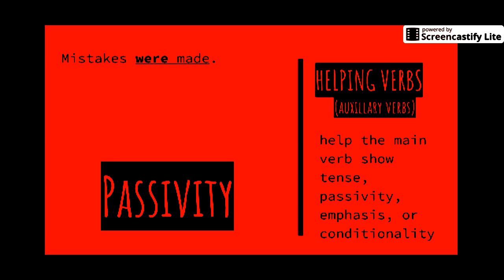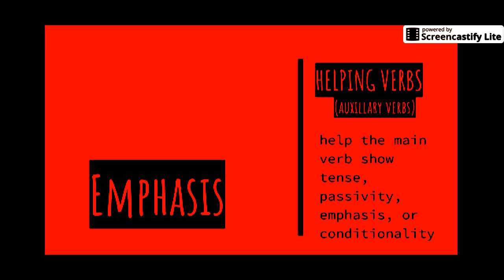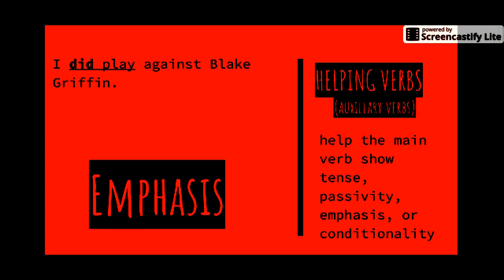You can also use a helping verb to add emphasis. For example, I did play against Blake Griffin. Did is my helping verb. Play is my main verb. Did play is my verb phrase. And I'm using the helping verb did to emphasize that word play. It really did happen.